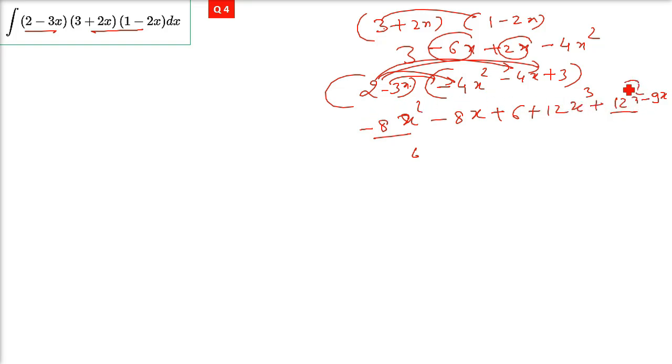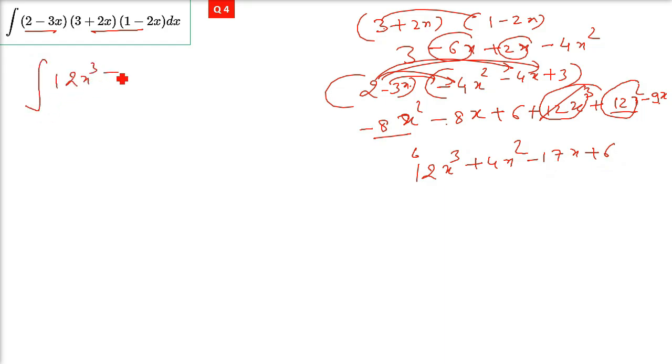What will be the second term? It will be 12x square minus 8x square. That results in 4x square. So 12x cube, and 12x square minus 8x square is 4x square. Now negative 9x and negative 8x, minus 9 minus 8 will be negative 17x. Then we have plus 6. So after multiplication, which I showed you on the right side, I am writing the final term on the left hand side: 12x cube plus 4x square minus 17x plus 6 into dx.